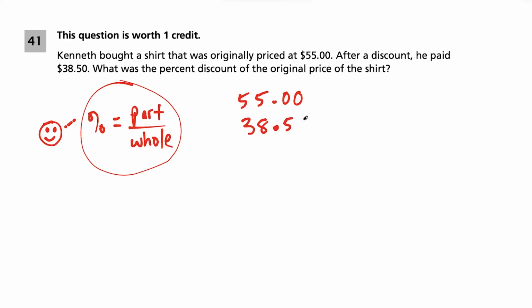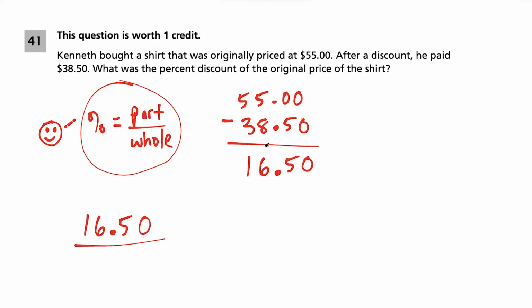So if we subtract the original price by the discounted price, that's going to tell us how much money Kenneth saved. So for this, if we just type this in a calculator, it tells us that Kenneth saved $16.50. Okay, so we're just subtracting these two numbers. So this amount saved here represents the part of the original price. So the discount was $16.50. That was the part that was taken off. But out of the whole price, the shirt was originally priced at a whole price of $55.